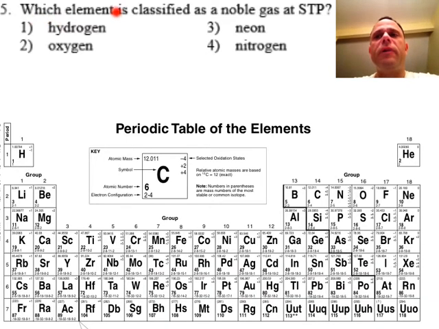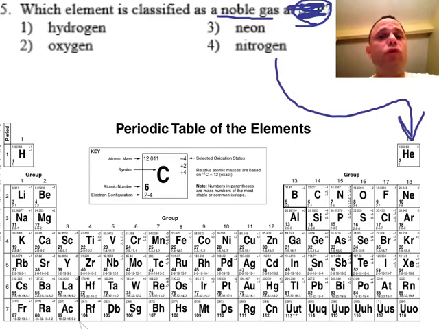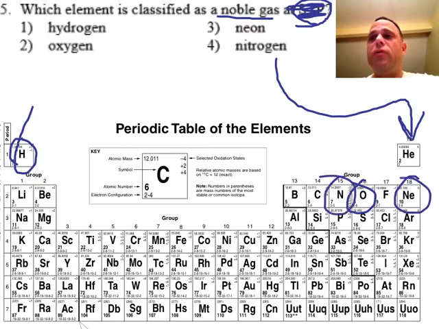Question 5. Which element is classified as a noble gas at STP? Well, I hope this term STP at this stage does not throw you. It's termed standard temperature and pressure. But the mere fact of it being a noble gas will never change given a change in temperature or pressure, so this really doesn't matter. It's asking which of these elements are noble gases, and all noble gases will be found in group 18. So, hydrogen. Hydrogen is right here. Oxygen is right here. Neon, there it is. And nitrogen is right here. So the answer must be neon.